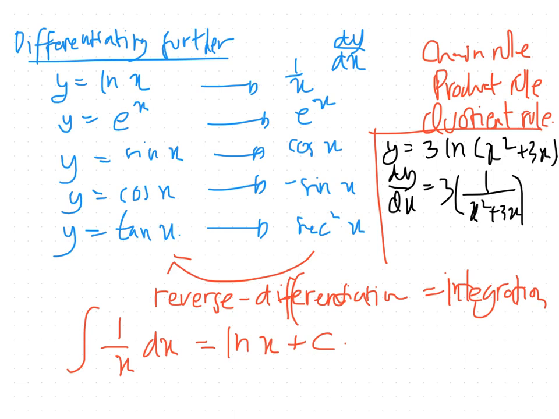But remember the chain rule, like the peeling. We've done the ln, but then there is the inside part, which is x squared plus 3x. I don't have the space, so times 2x plus 3. Then it depends whether we need to simplify or not, but that's the idea.